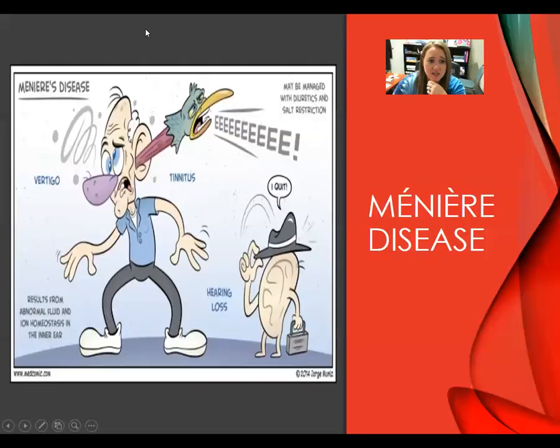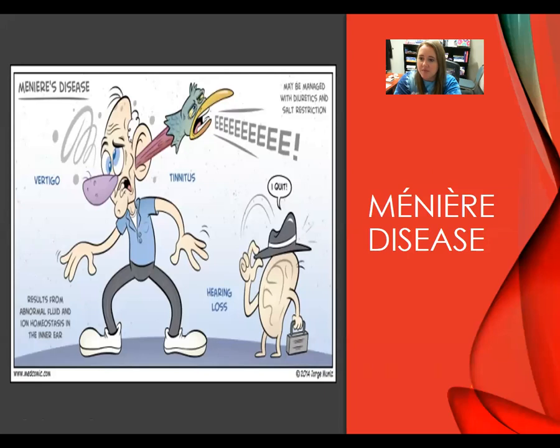So Meniere's disease, and here's this little graphic for you. But basically, just a quick anatomy review. We have a fluid in our inner ears called endolymph, and it's a potassium type fluid. This fluid is normal and it's supposed to be there, and it helps us hear and helps with our balance. People who suffer from Meniere's have overproduction of this fluid.